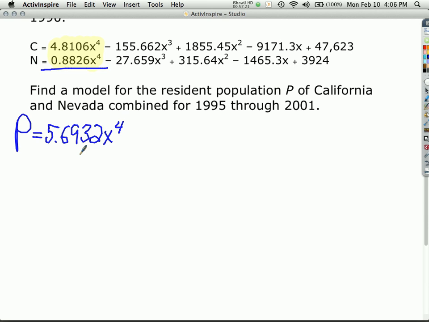What about next? We've got Kayla and then Shelby. Kayla, what'd you get? Okay, Shelby, did you get the same thing? Yeah, we get minus 183.321 x to the third power, and that's the result of combining those two.